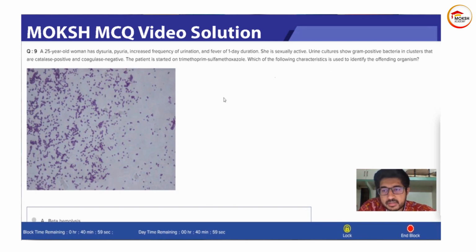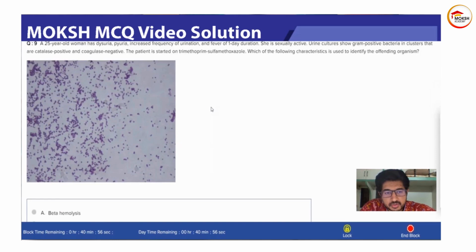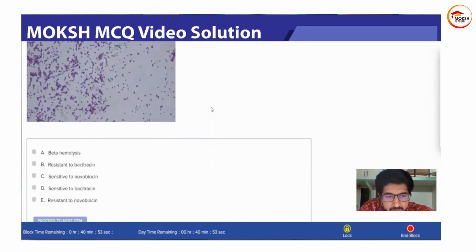Which of the following characteristics is used to identify the offending organism? Option A, beta hemolysis; B, is resistant to bacitracin; C, is sensitive to novobiocin; D, is sensitive to bacitracin; and E, is resistant to novobiocin.